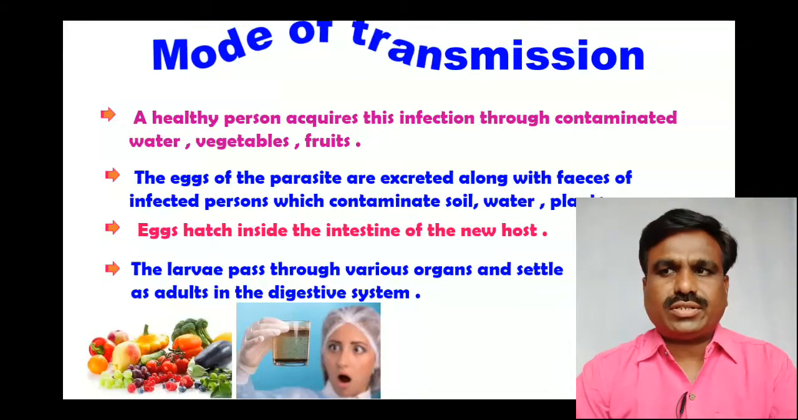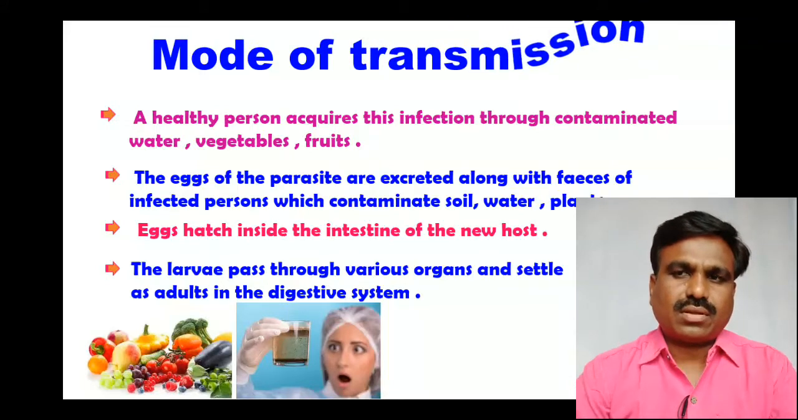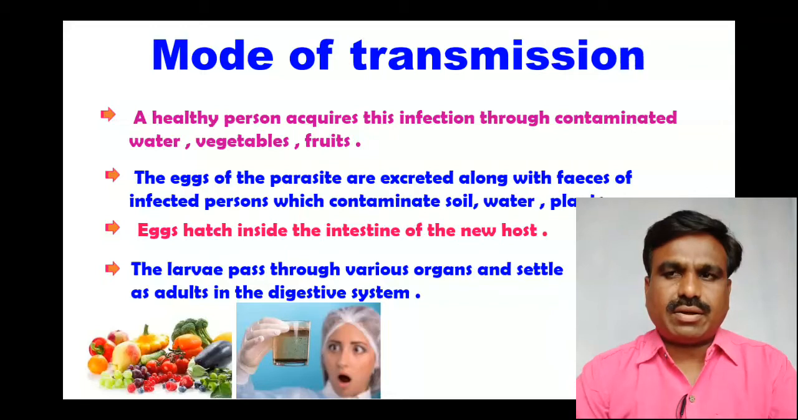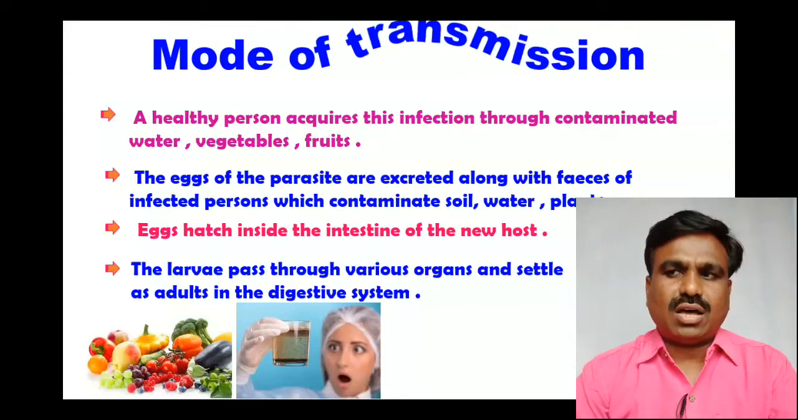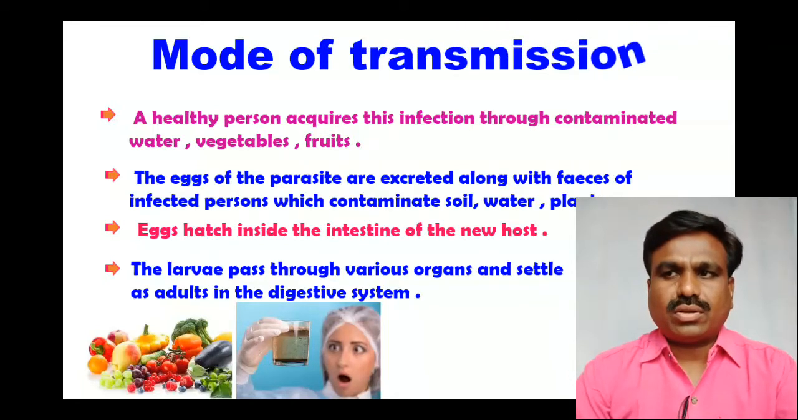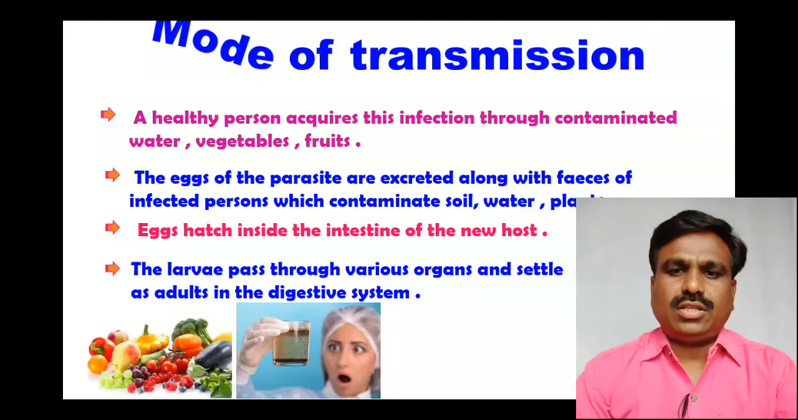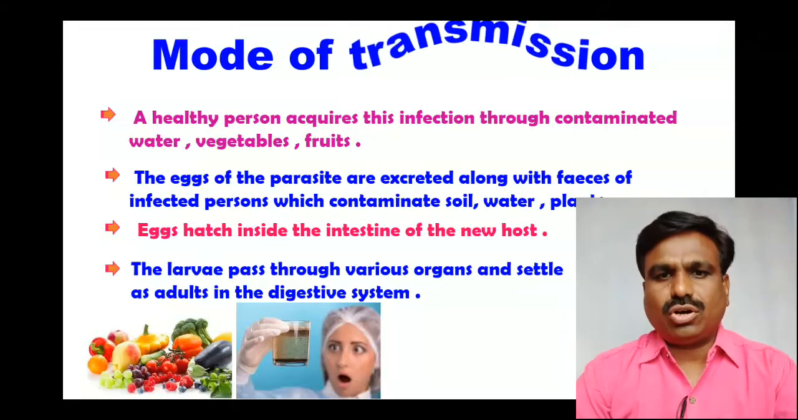So the mode of transmission, by which the infection is usually caused, is through contaminated water, contaminated vegetables and contaminated fruits. These are the main sources that cause the infection. The soil, wind, water and plants are also responsible for infecting healthy persons.